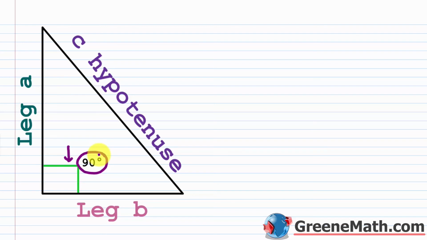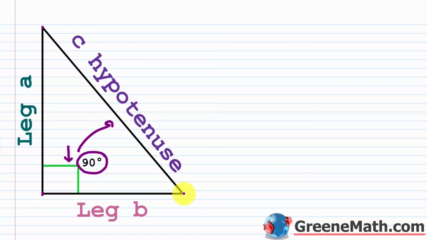Now, with a right triangle, we have this special relationship between the sides. You have these two shorter sides known as legs. You have this leg A, which is this vertical measure here. And then you have this leg B, which is this horizontal measure here. And then you have C, which is the hypotenuse. The hypotenuse is always going to be opposite the right angle, so opposite of this, and it's the longest side.